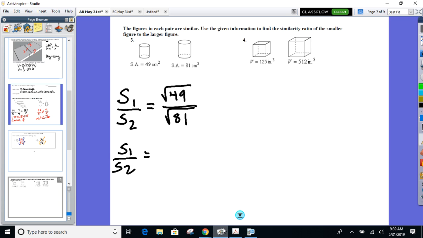Your similarity ratio. Yep. That means the heights are in a ratio of 7 to 9. Your radii are in a ratio of 7 to 9.